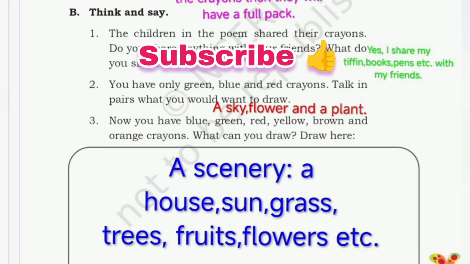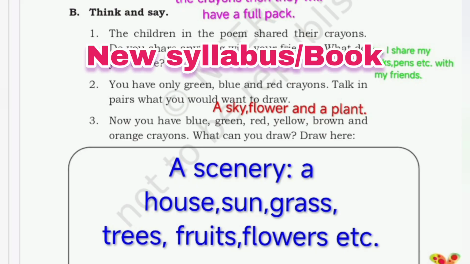Third question is, now you have blue, green, red, yellow, brown and orange crayons. What can you draw? Draw here. In this empty given space, you can draw a scenery with a house, sun, grass, trees, fruits, flowers, etc. You have to draw a picture of scenery here. Don't write the words. I have just given a clue. You can draw your own picture or a drawing using the above given colors.